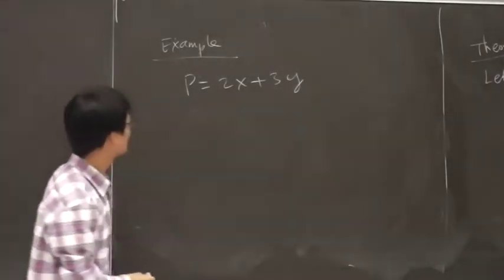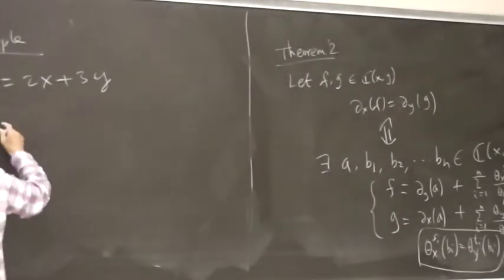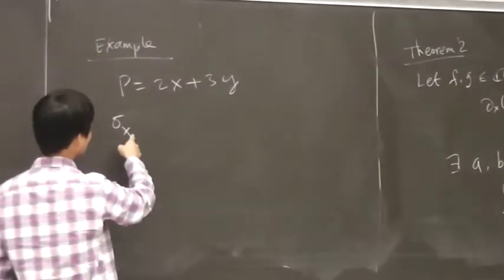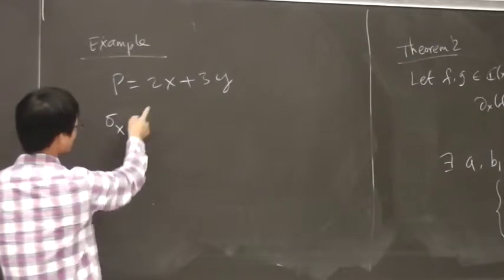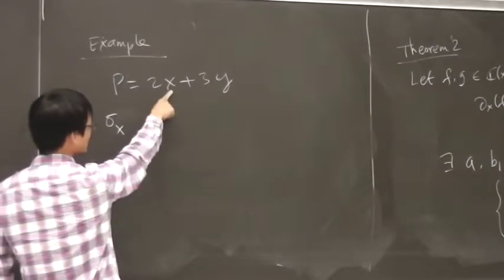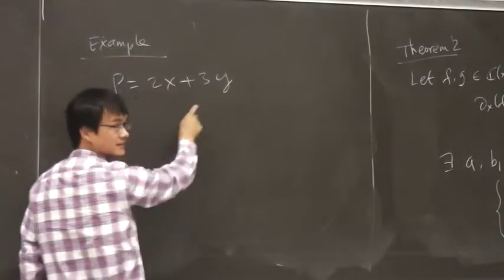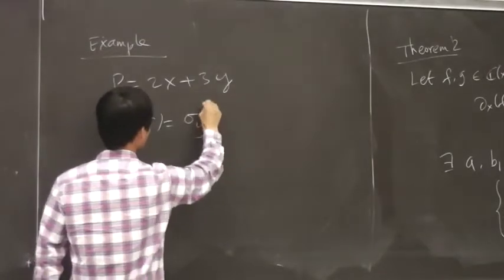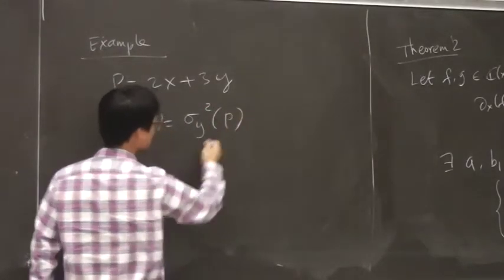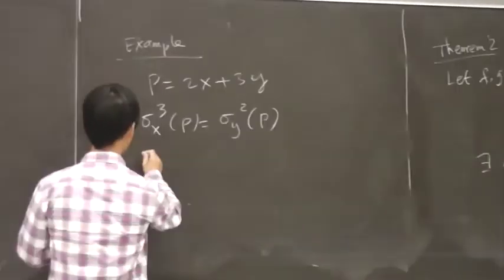You can notice that P satisfies the following: sigma x means shift x, sending x to x plus 1, and sigma y means the same for y. So you can see if you shift x by 3, this is equivalent to shifting y by 2, right? So this is exactly this condition, and then you can cook up the secret pair.